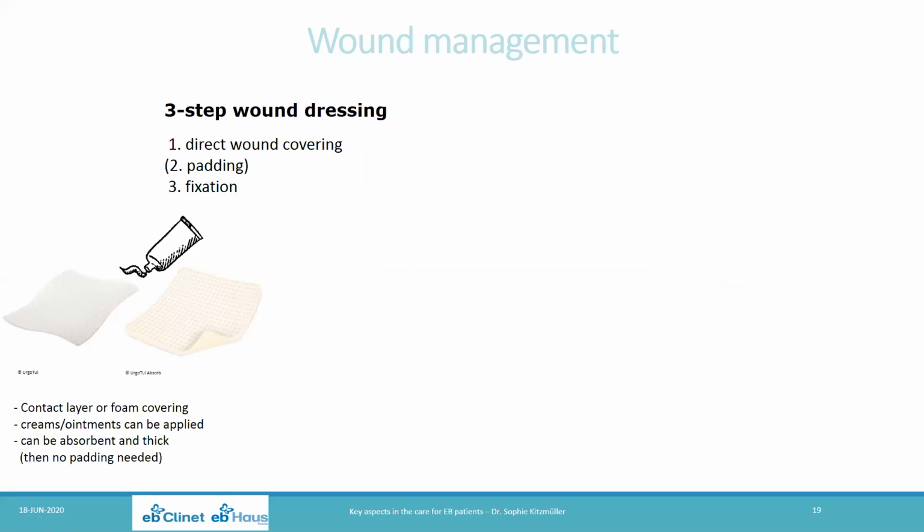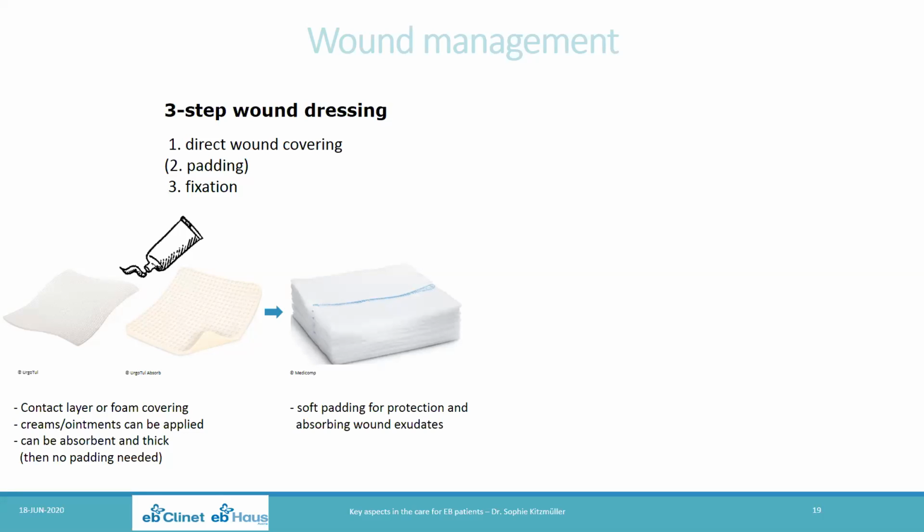If you already use thicker foam coverings that already give you protection from outside forces, you will not need to have a soft padding over the wound again. And this soft padding protects you from outside forces and also absorbs wound exudates, because a lot of the wounds are going to leak, and so you have to have something that soaks up the wound exudates. And you want to fix those wound dressings now on the patient.